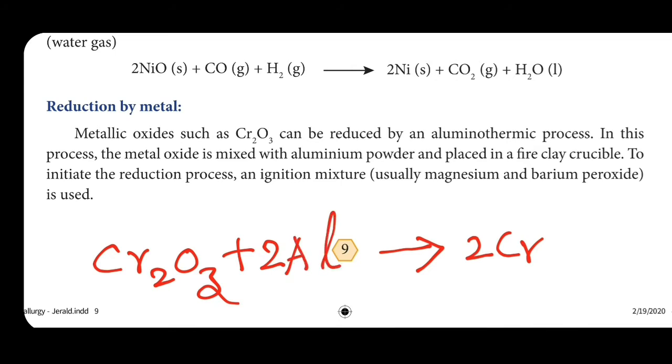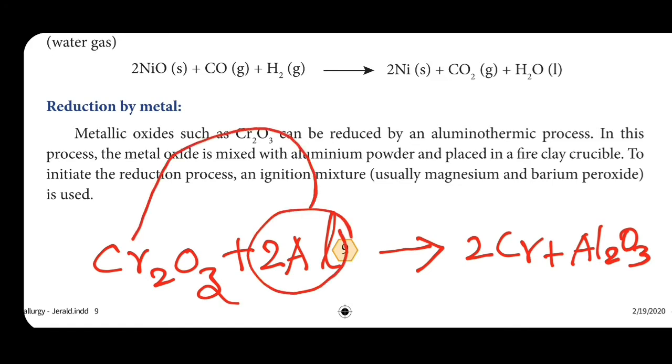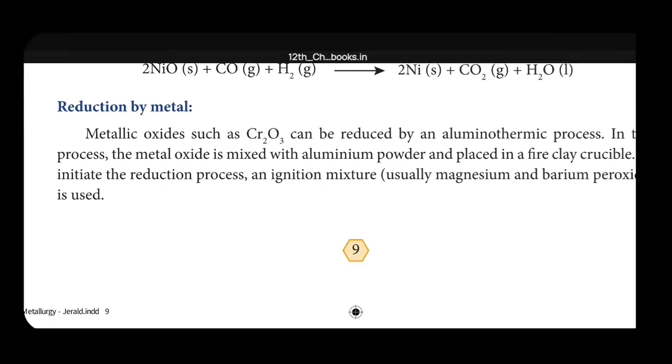This reaction is given, gives Al2O3. Very simple. These two aluminum goes into the compound. Instead of that, these two chromium comes out of the compound. So these two aluminum goes into the compound, means forms Al2O3. These two chromium comes out of the compound, means we will get 2Cr.